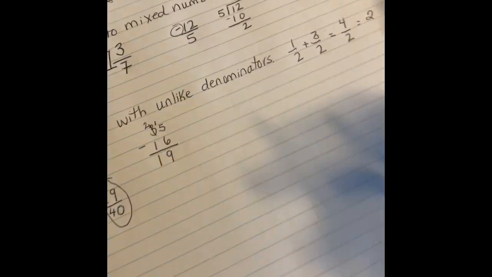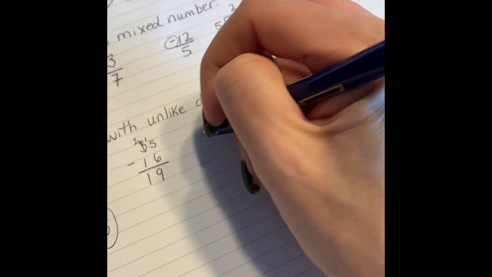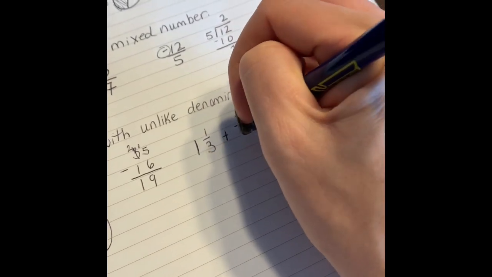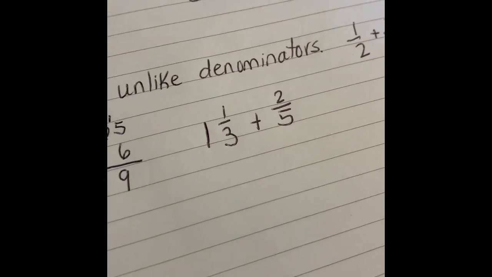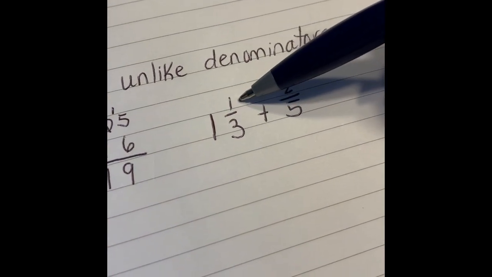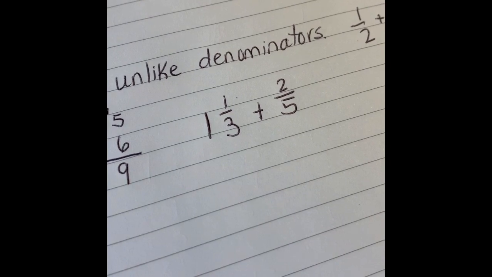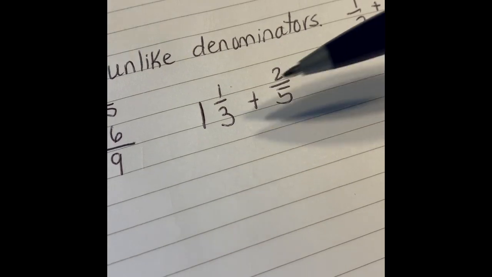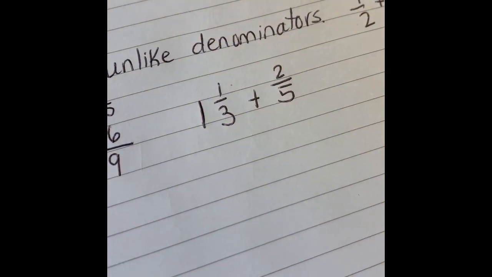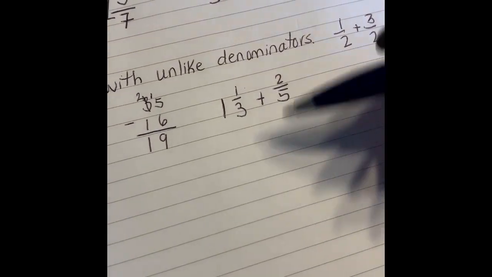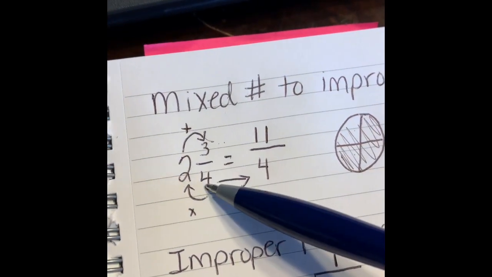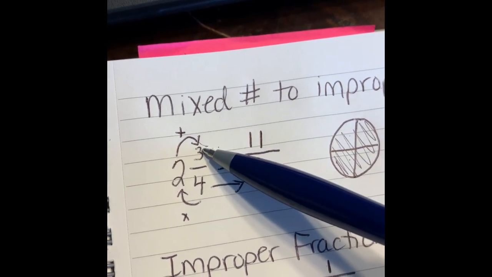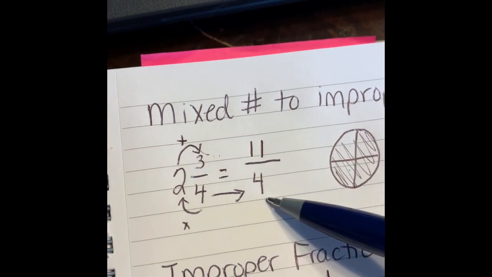Let's try another adding question, but this time we're going to have a mixed number. So we have 1 1/3 plus 2/5. Remember I mentioned that whenever you have a mixed number, the first thing you need to do is change it into an improper fraction. So we're not going to worry yet about finding common denominators. If we look back at how we did that up here, we multiply our denominator by our whole number, then add the numerator to get a new numerator, and we keep our same denominator.